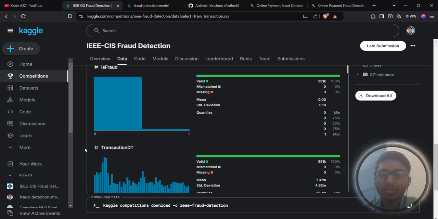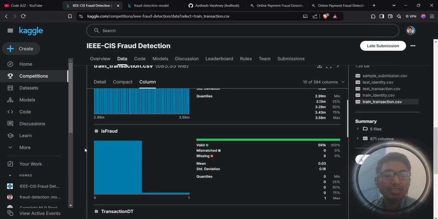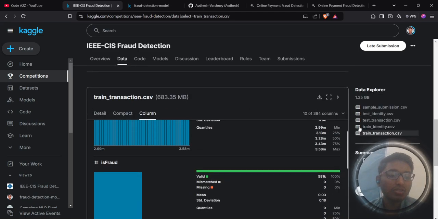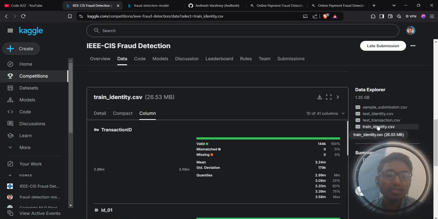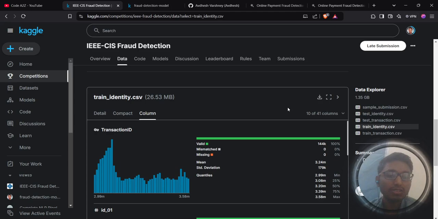So I started by downloading the dataset from Kaggle and exploring it in Google Colab to understand the features. This step was crucial because the dataset had over 400 columns. Right now, you can see 394 columns in the train transactions, and the train identity contains around 41 features. So more than 400 features are present in the whole dataset, and we have to analyze the whole dataset very carefully.